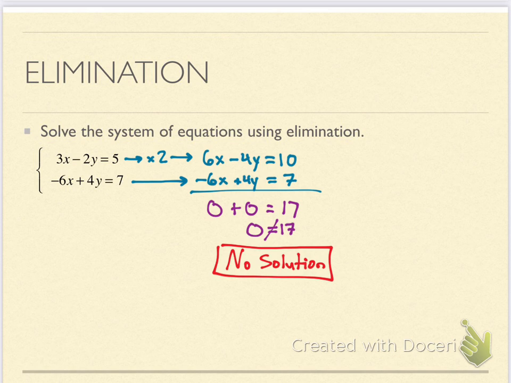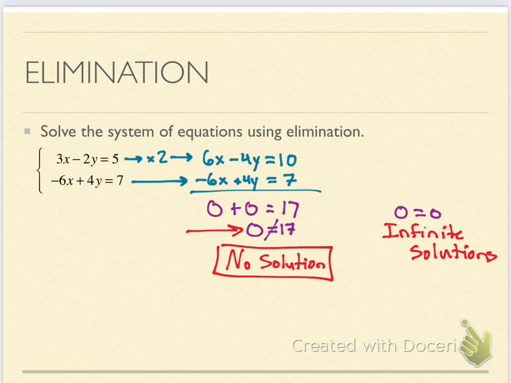Now, let's suppose that both of the variables canceled out and you got something that was true, like 0 equals 0. In that case, there would be infinite solutions. That would mean that the two lines, if you were to graph them, are exactly the same. They fall right on top of each other, meaning that there's infinitely many points, x comma y, that would satisfy both equations. So if both of your variables eliminate, if you have an equation that's false, like this one was, the answer is no solution. If you end up with an equation that's true, like 0 equals 0, then there's infinitely many solutions. And we already talked about how that connects to the graph of that system.